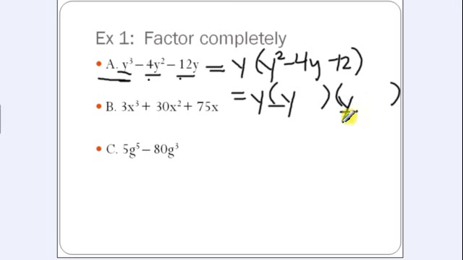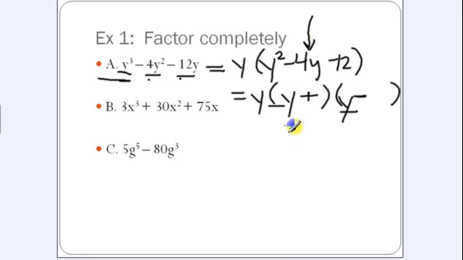Last times last equals -12. Now I have some options there. I do know I'm going to need a positive and a negative. And then I have 3 times 4, or 2 times 6, or 1 times 12. But I need the right combination that will also get me to -4y in the middle.